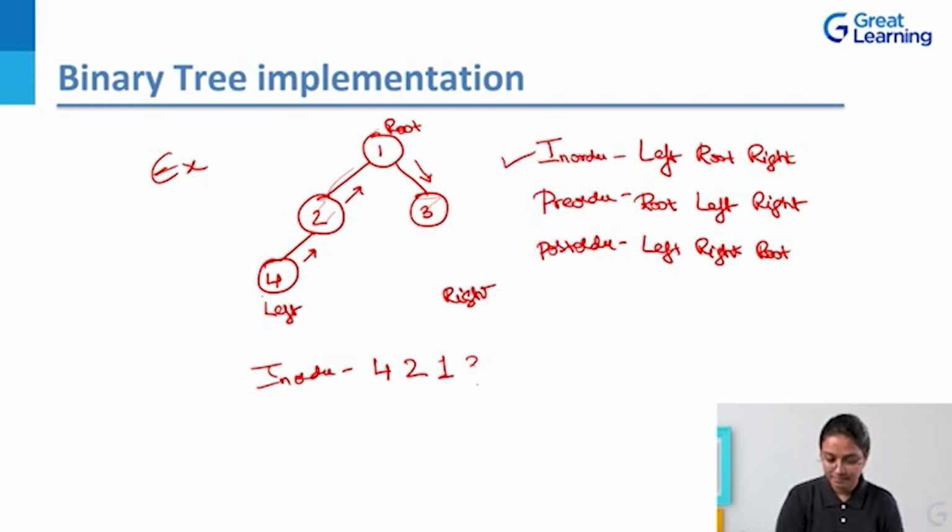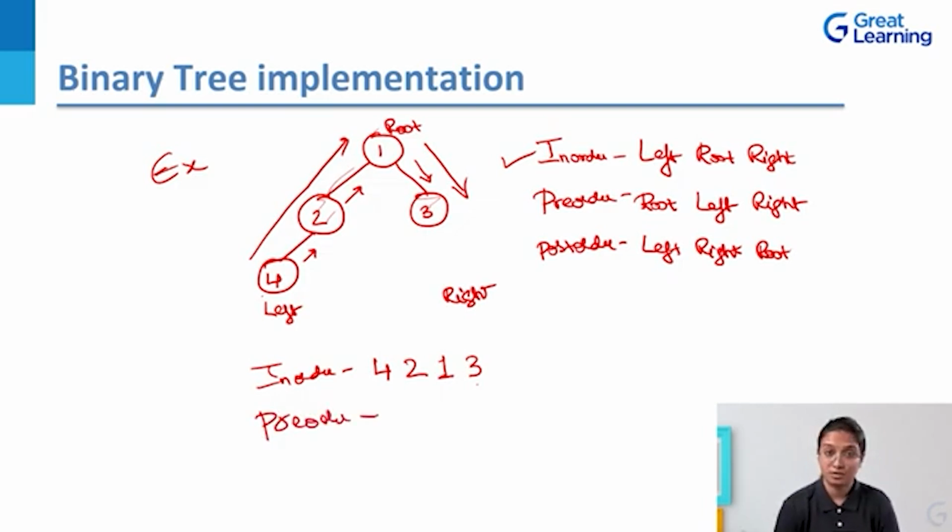So this is how in-order will work. Hope that's clear. We are starting from the left, going towards the root, and coming back towards the right side. So again, how do you do it for pre-order? The next one. What does pre-order say? You have to first visit root, then go to the left and then go to right.